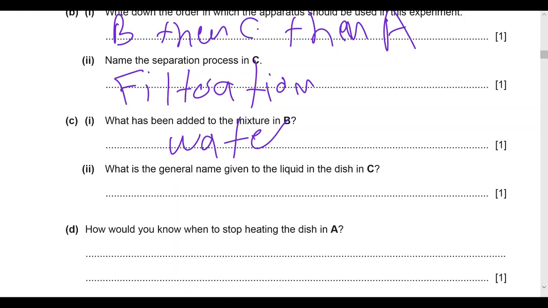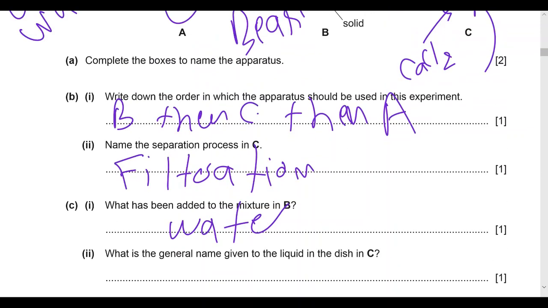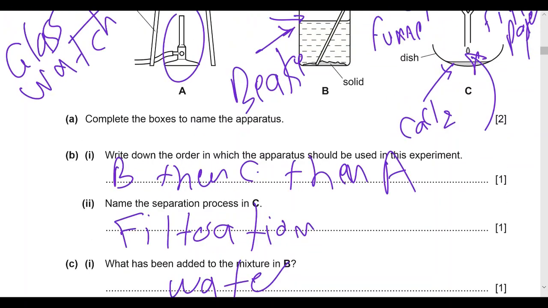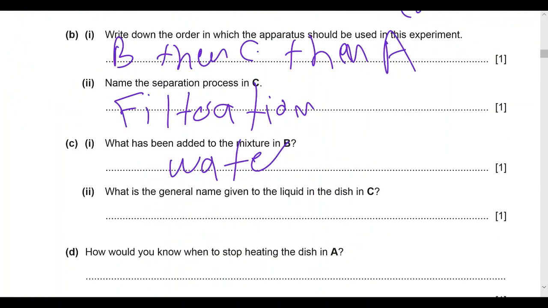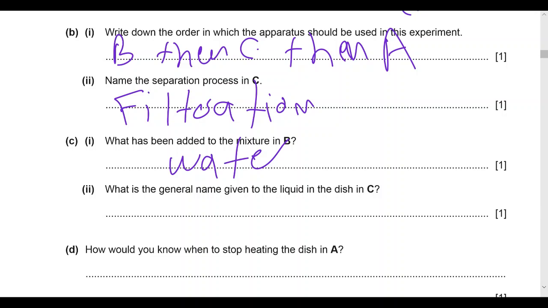What's the general name given to the liquid in the dish in C? Here, this one. What's the name of this liquid which comes from the filter paper? It's called filtrate. The filtrate, the solution which passed through the filter paper, is the filtrate.